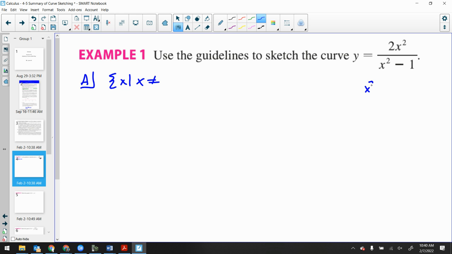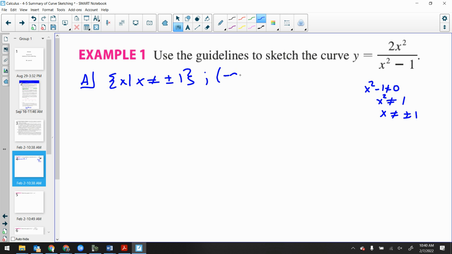Right? So you say X squared minus 1 equals 0. So X squared cannot be 1, so X cannot be plus or minus 1. If you want to use interval notation, go for it. It's easier to do it right like that sometimes. If you were using interval notation, it would look like this.